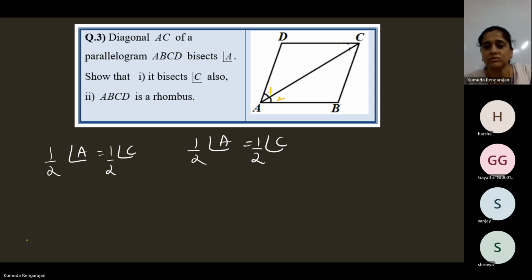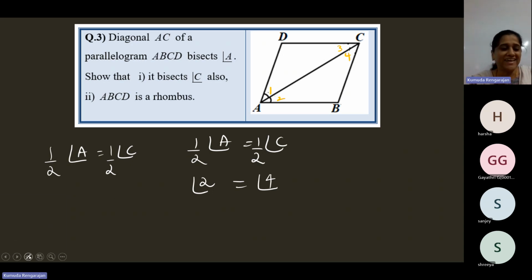1, 2, 3, 4. Now, what is half of angle A? Half of angle A is angle 1 or angle 2. Anything you can write. And what is half of angle C? Angle 3 or angle 4. Now, for half of angle A, if I write angle 2, then what should I write for half of angle C? No, I should write 4.